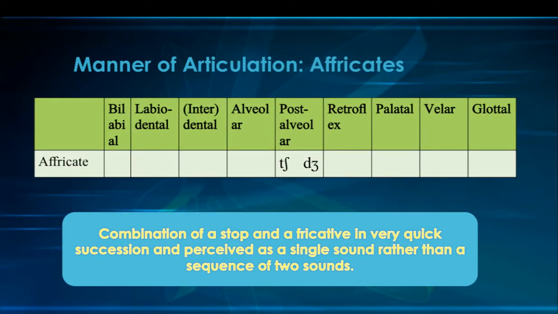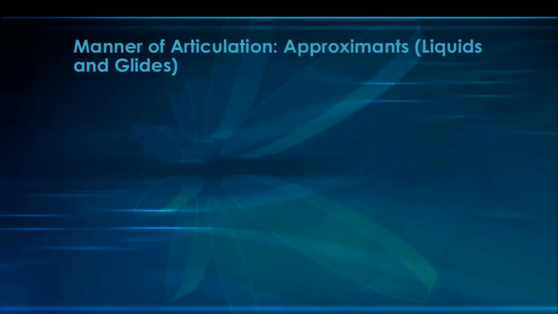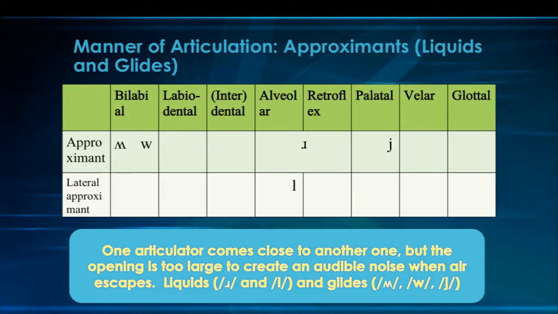Two sounds in English are essentially combinations of a very quick stop with a very quick fricative, which is reflected in the symbols we use to represent them. These sounds, ch and j, are called affricates. The final manner of articulation is approximant.